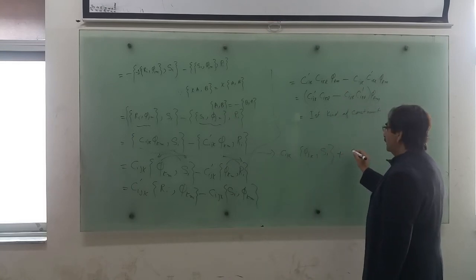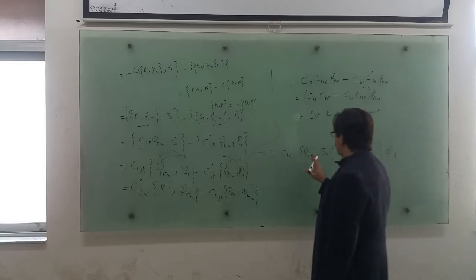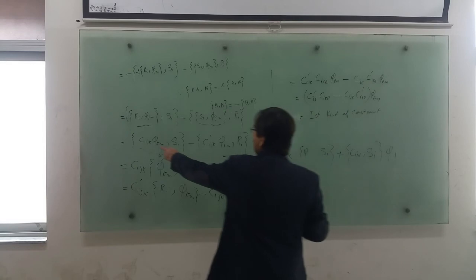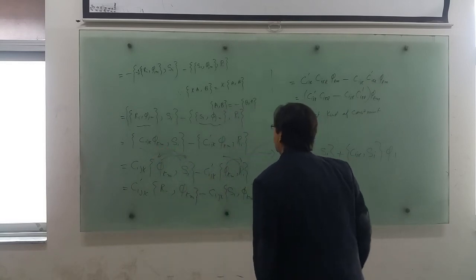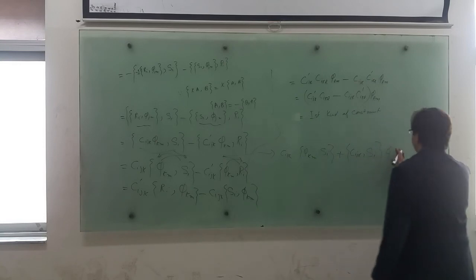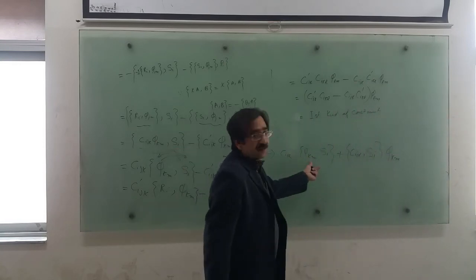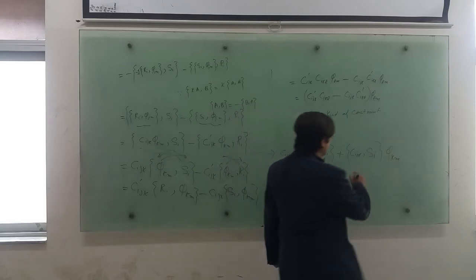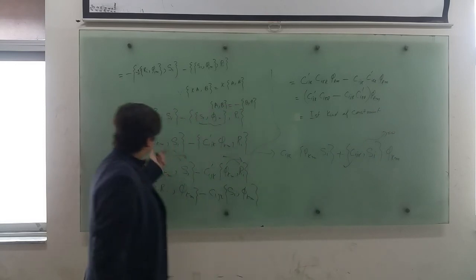Plus C I J K. Actually, you should write in this way. That should be equal to phi. No, phi. That was a K M, K M, and phi K M. This is equal to actually this, and this is equal to zero. So that's why I have written it.